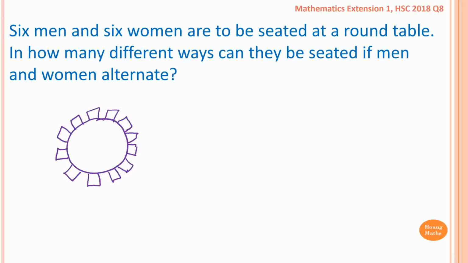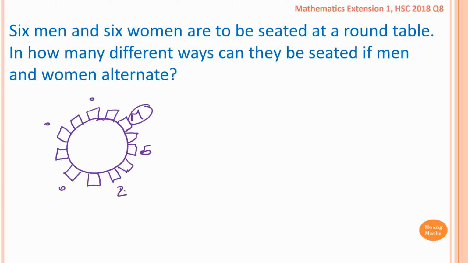Because they're in a round circle, there is no first or second place to be filled. So we can fix either a man or a woman in a particular seat. Let's say I fix a man here. So the next man goes either here, here, here, here, or here. Therefore, for this seat we have 5 men to choose from, because 1 man has already been fixed.